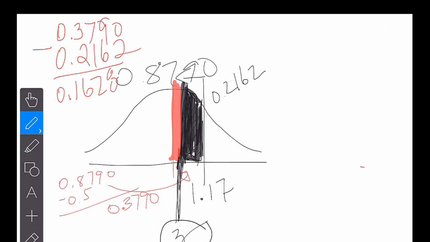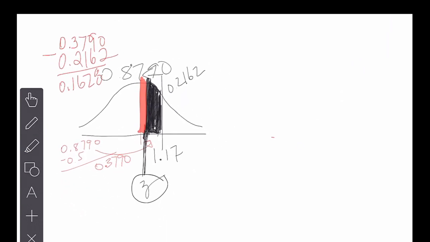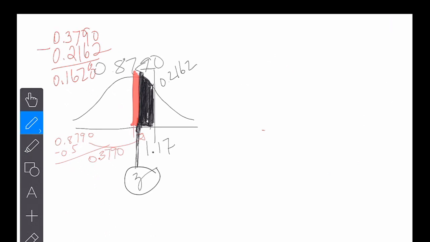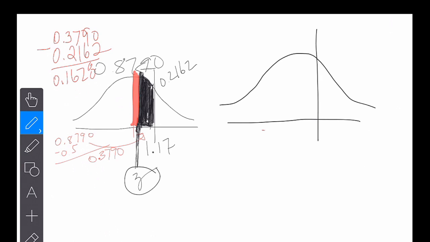So now, let's redraw this. Let me shrink this so we have it there as a source, but make a new drawing. And I basically want to know what the Z is here for this area to the left of, that's 0.6628. The area to the left of that is 0.6628. You're going to see how easy this is now that you have the answer.